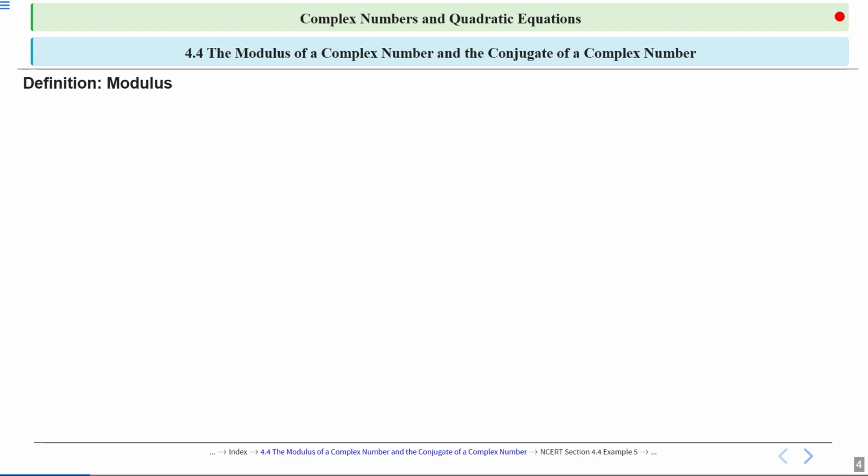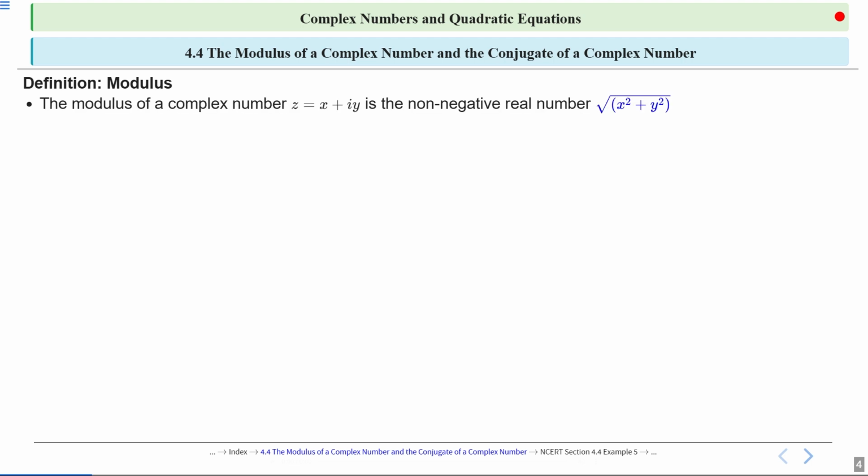So now we are going to talk about the modulus of a complex number. What a complex number is we already know, and now we are going to learn the modulus of a complex number. The modulus of a complex number is a fundamental concept and helps us understand their size or magnitude. So let's start by looking at its definition.